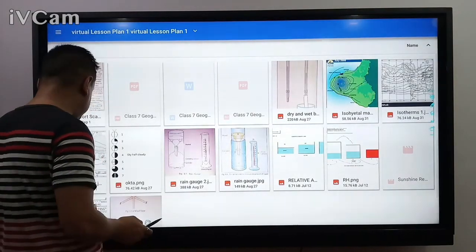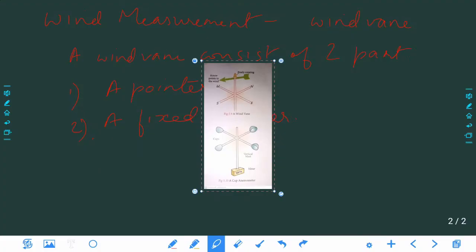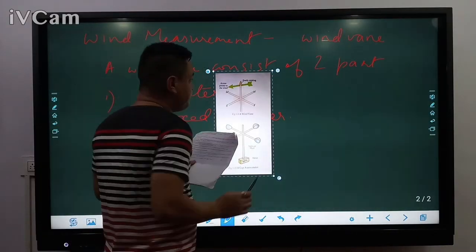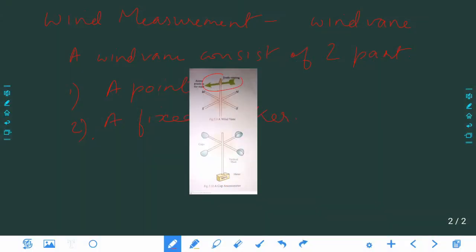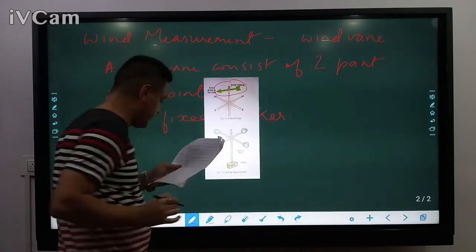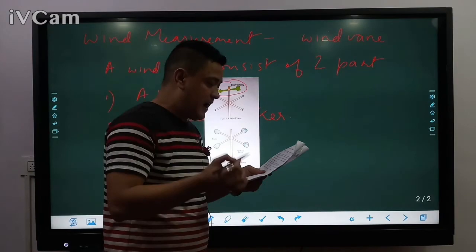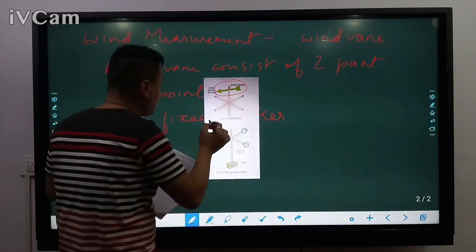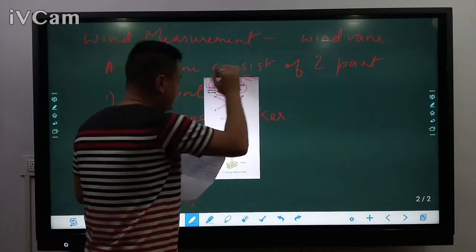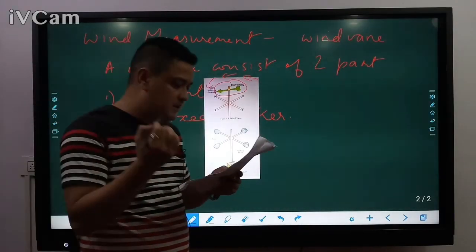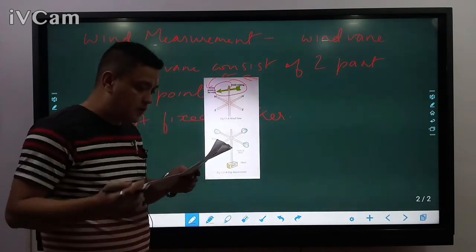In your book also, you have this picture. Now, this is a wind vane. A pointer is mounted on a pole. So this is the pointer, mounted on a pole. This is the pole I am talking about. That moves freely and points to the direction from which the wind is blowing. So it moves freely around when the wind is blowing.